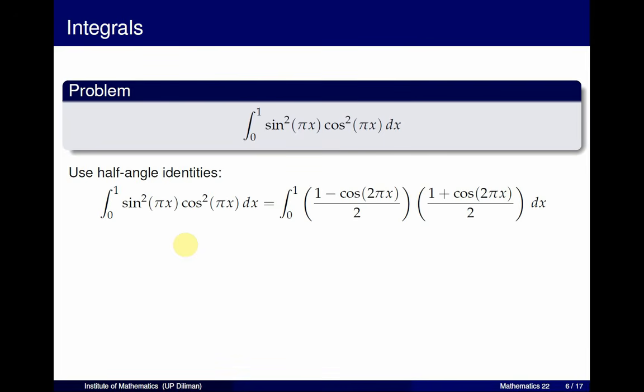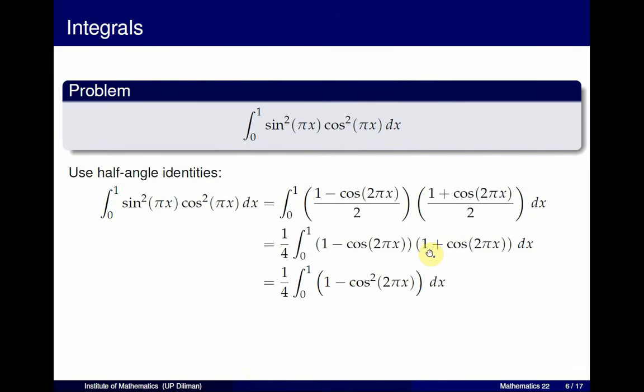Anyway, our integral now becomes the integral from 0 to 1 of, by half angle identity, sine squared pi x is 1 minus cosine of 2 pi x all over 2. And cosine squared pi x is 1 plus cosine of 2 pi x all over 2. Now, first things first, let us expand this product and move the 1/4 outside. So the integral becomes 1/4 integral from 0 to 1 of the product of the numerators. And notice that the product of the numerators is just a difference of two squares. So I'll write it down here as 1/4 integral from 0 to 1 of 1 minus cosine squared 2 pi x dx. Now, by the Pythagorean identity, this is equal to 1/4 integral from 0 to 1 of sine squared 2 pi x dx.